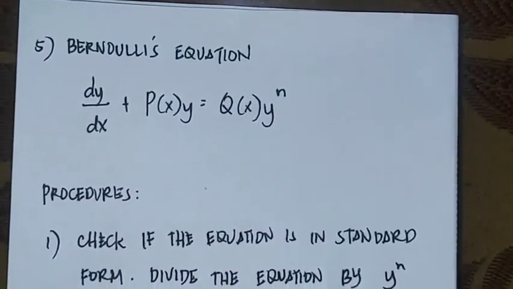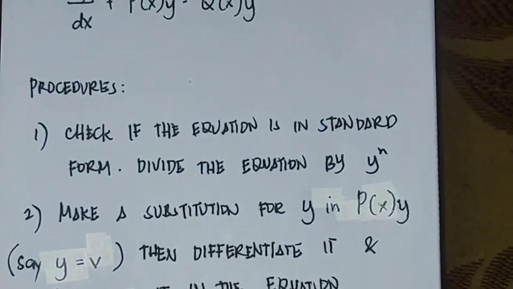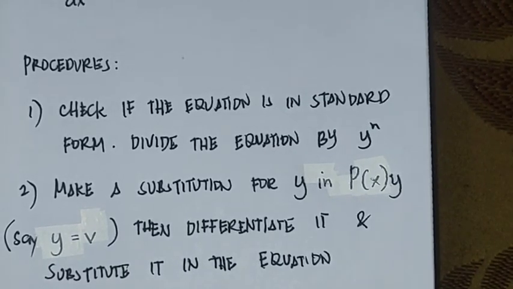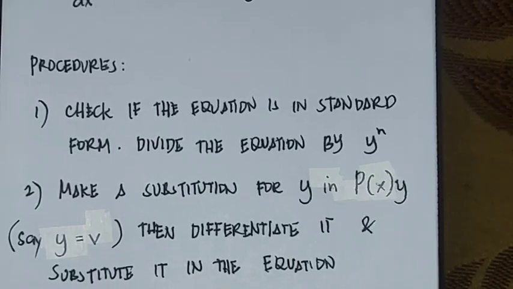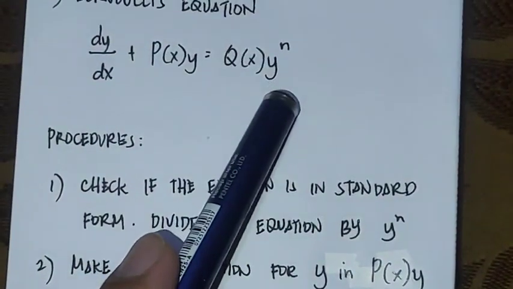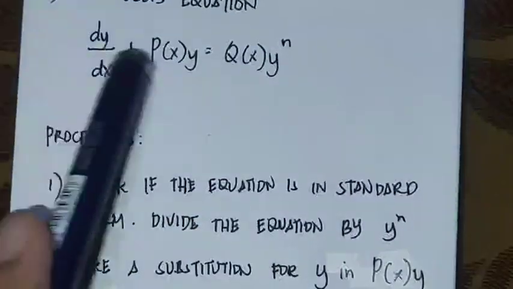So, anong gagawin nyo? So, ito yung mga steps. Ito yung standard form. So, ano yung steps or procedure? So, procedure number 1 is check if the equation is in standard form. If yung equation is in standard form, ang gagawin nyo, i-divide nyo yung buong equation ng y raised to n. Kung ano yung y raised to n mo dito, i-divide mo lang yung buong equation. Meaning dito, makakancel siya. Tapos dito may matitira.